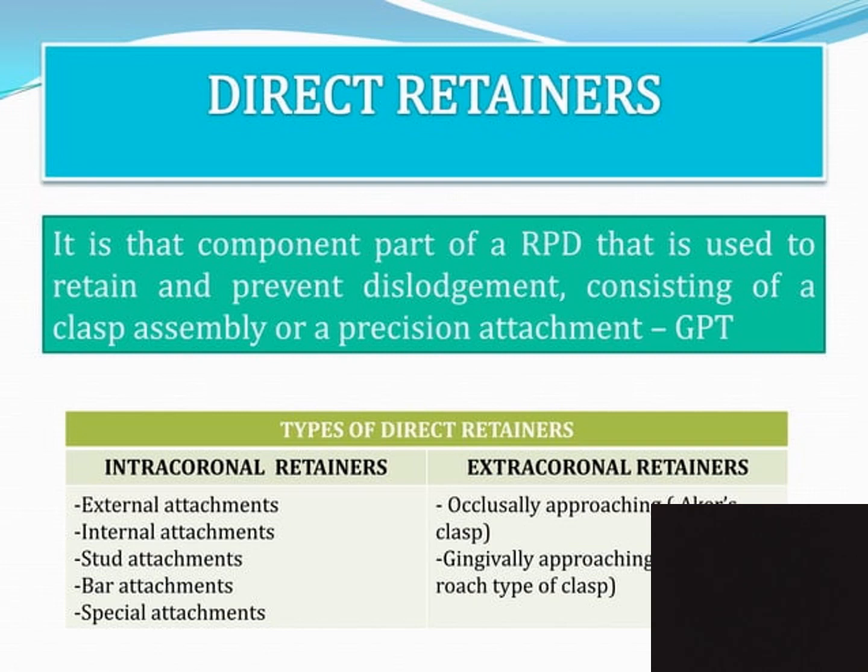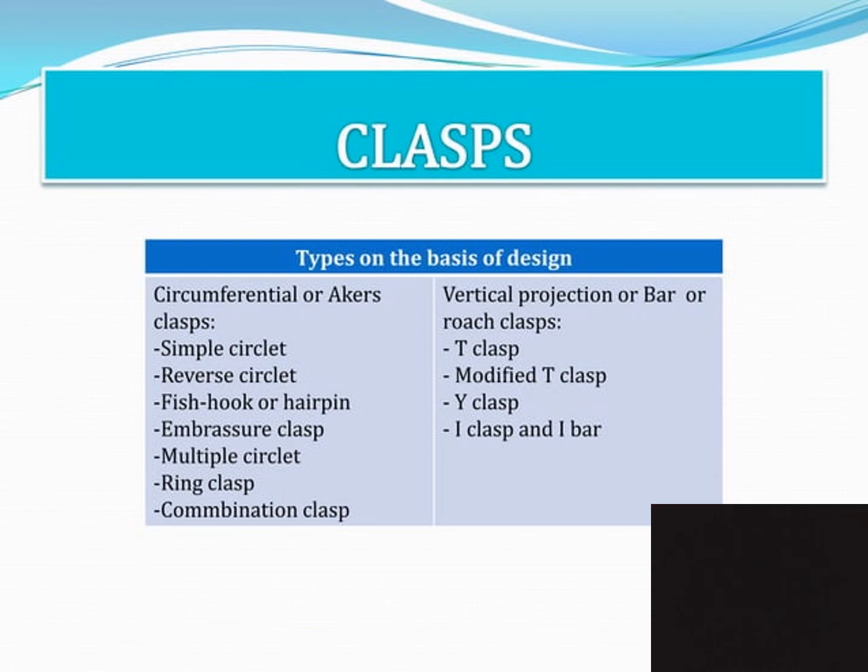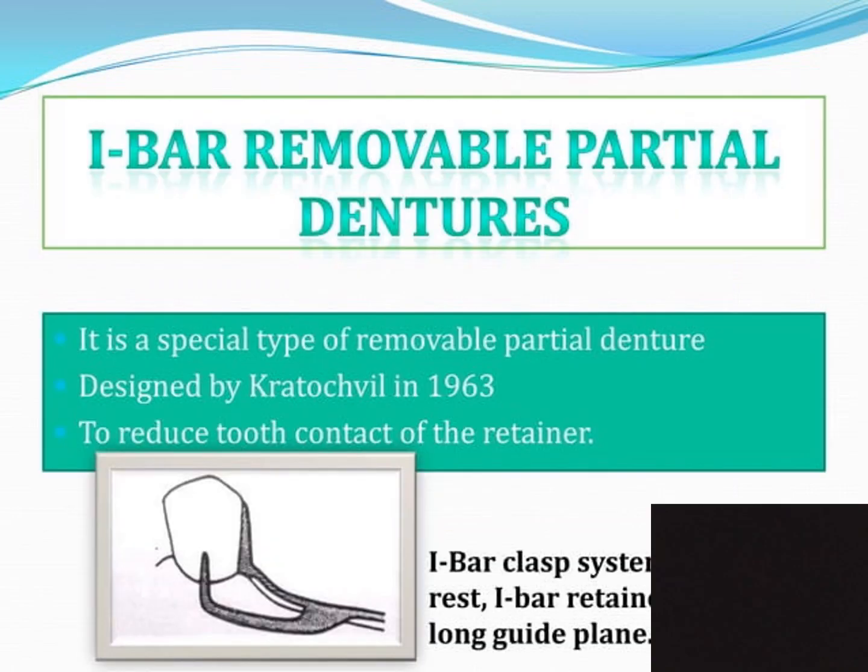and the gingivally approaching clasp. Under the clasps, there are types based on their design, such as circumferential or C clasps, such as simple circlet, reverse circlet, fishhook, embrasure, multiple circlet, ring clasp or combinations. Whereas the vertical projections, the bar or Roach clasp, are gingivally approaching clasps. They are T clasp, modified T clasp, Y clasp, and I-bar.